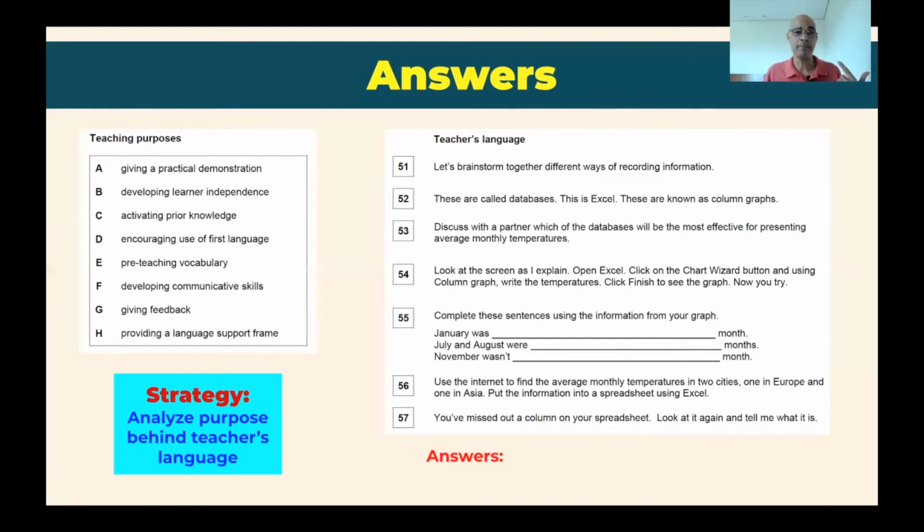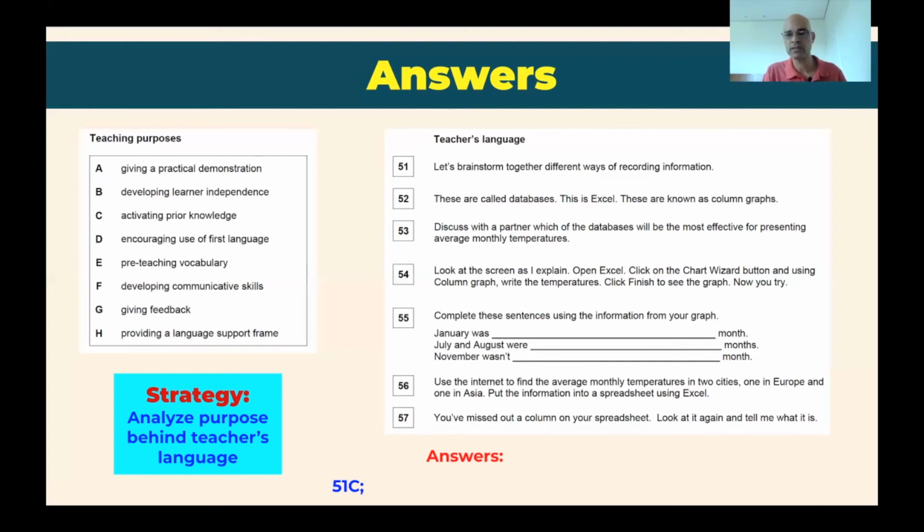So the teacher is not giving a practical demonstration. The teacher is not developing independence because it's given together. First of all, there's nothing being demonstrated, and the learners are not doing anything by themselves. But the teacher is activating prior knowledge here, because that's what brainstorming is for. So number 51, that's for sure letter C. Number 52, these are called databases. This is Excel.